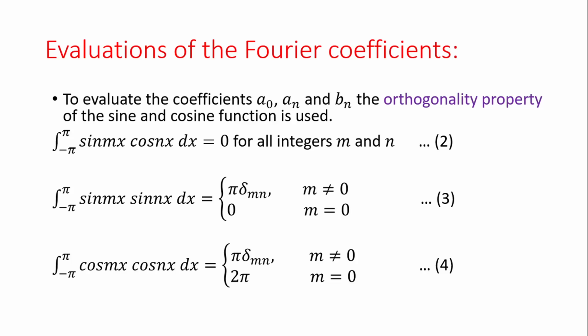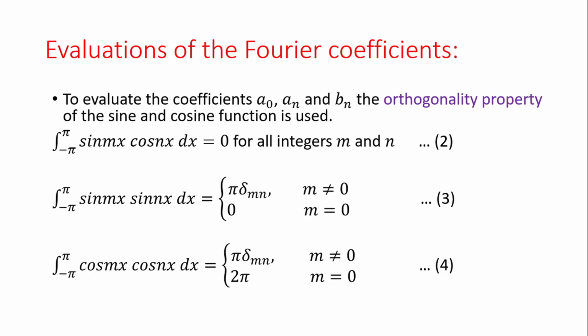Equation 2 is the integration from minus pi to plus pi of sin mx cos nx dx. It is always equal to 0 for all values of integers m and n, irrespective of the values of integers m and n. Integration minus pi to plus pi sin mx cos nx dx is equal to 0. So that is the first orthogonality property.